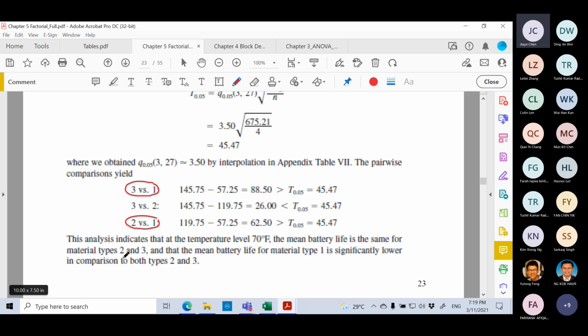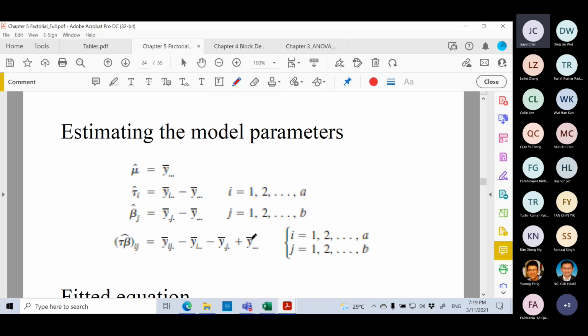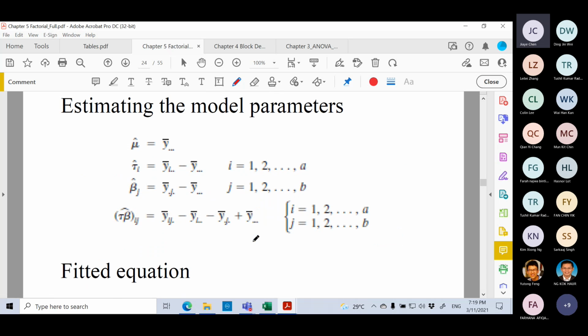Because based on the analysis here, to show you that they are not significantly different. But of course, they fix it at the 70 degree. Okay, so this one is one of the examples to show you how important it is if you have the interaction effect there. Okay.